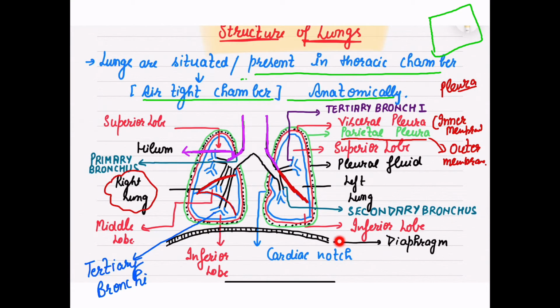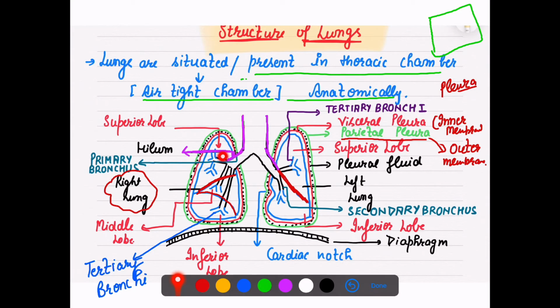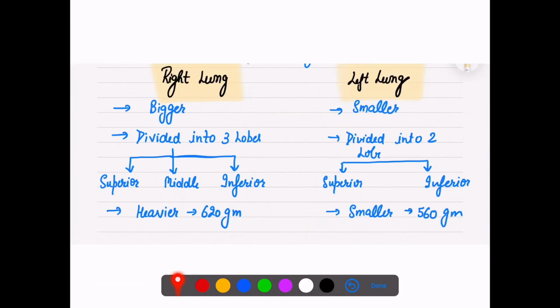You have to draw that your trachea divides into your primary bronchi, then divides into secondary bronchus, and then it moves into your tertiary bronchi, right? And there are the superior lobe, inferior lobe, and middle lobe in case of the right lung, and superior and inferior lobe in case of the left lung. Then there is the double membrane structure. The inner membrane is known as visceral pleura, and the outer membrane is known as parietal pleura, and they are filled with fluid, that is pleural fluid.